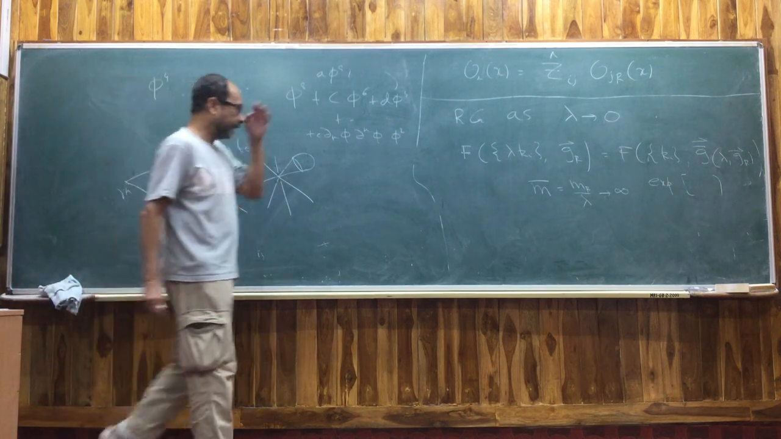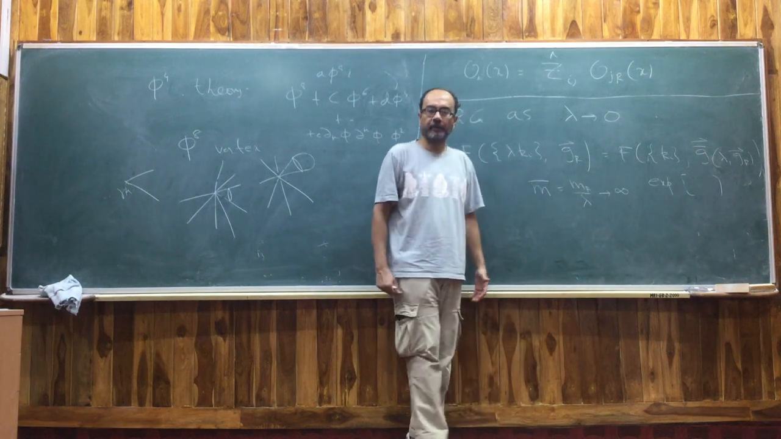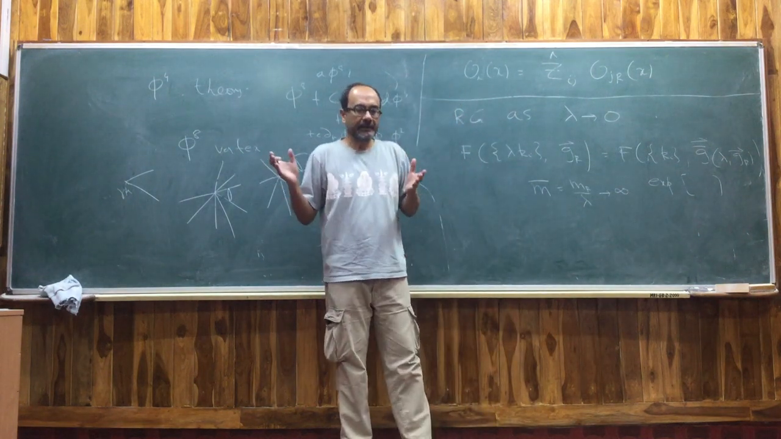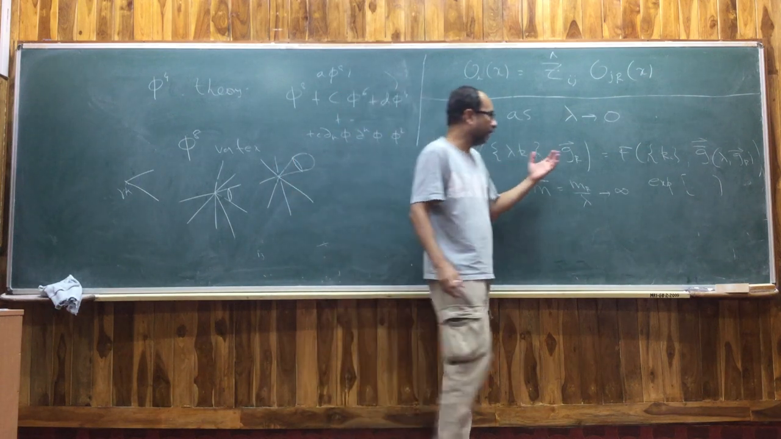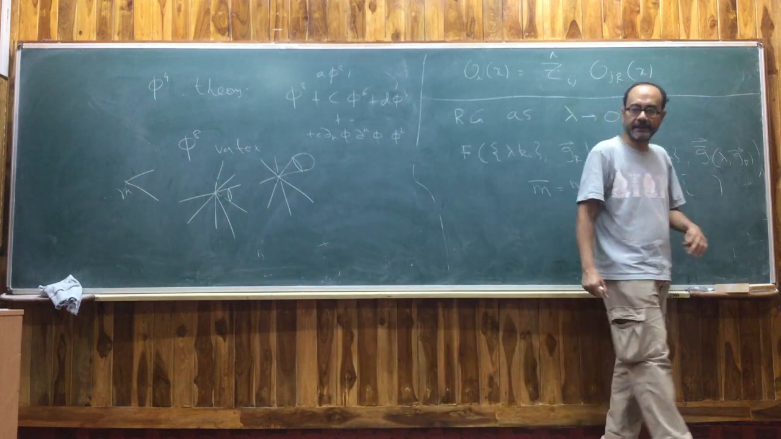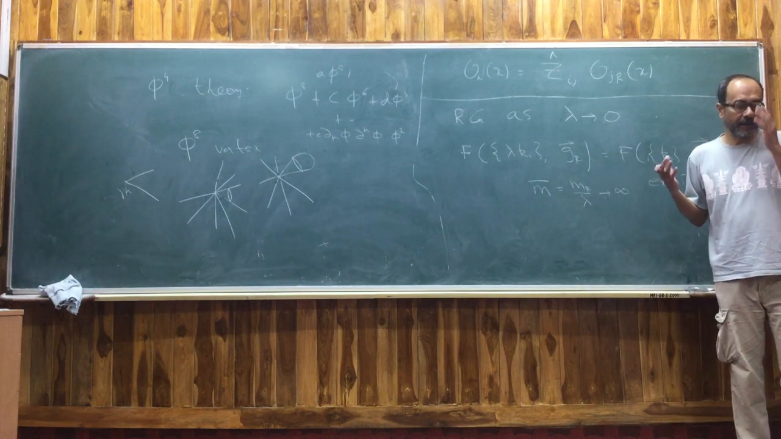So the question is, how do we handle situations of this kind? Now we have the opposite problem, that we have parameters which are becoming large. If you want to evaluate it by evaluating this, there are parameters which are becoming large. The masses are becoming large.